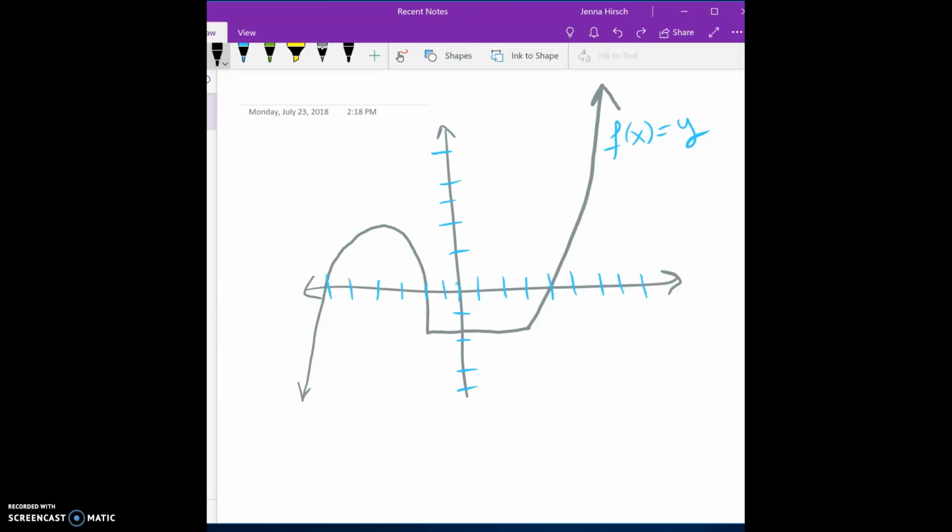So let's take a look at this graph, which I sketched on the screen over here, and we're going to call it f of x is equal to y. And we'll make sure we're comfortable with this idea of what it means for different intervals in the graph to be increasing, decreasing, or constant.